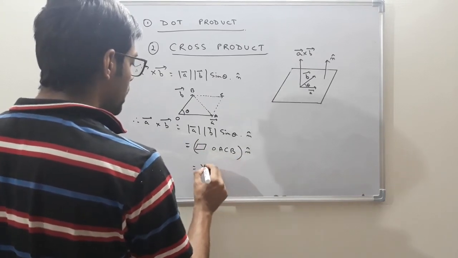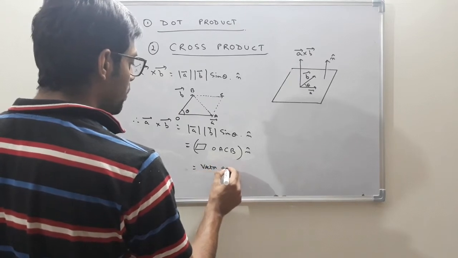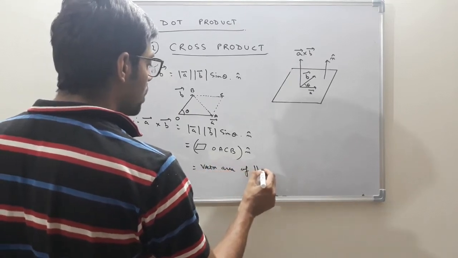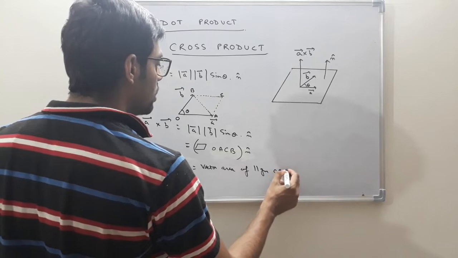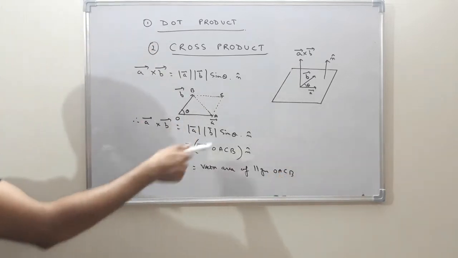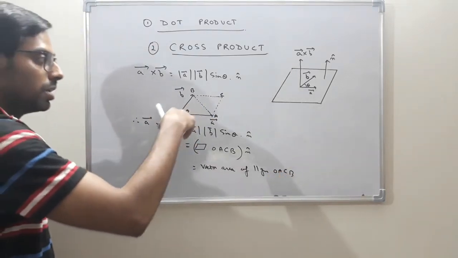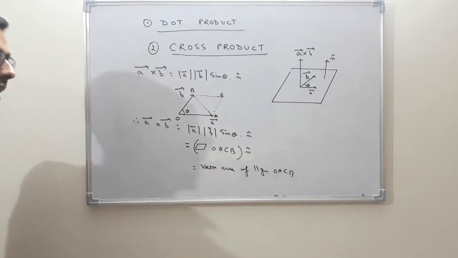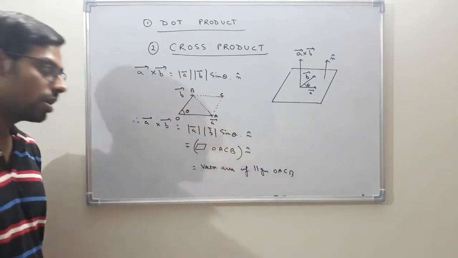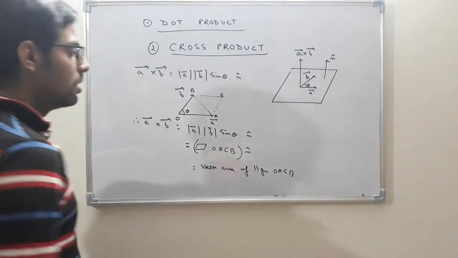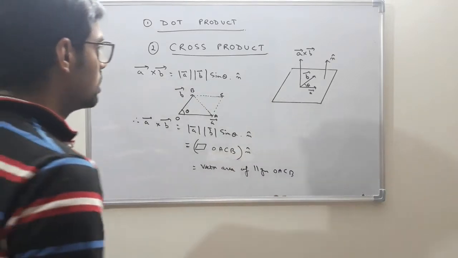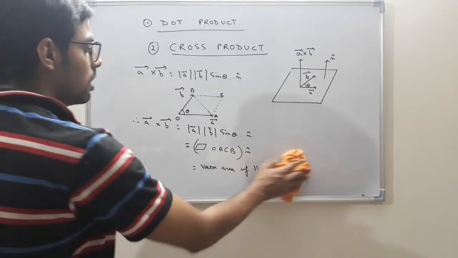So it is a vector area of parallelogram OACB. You have got, it is twice the area of the triangle AOB. Therefore, it is the vector area of the parallelogram OACB. Okay, it is the vector area of the parallelogram OACB. This is the geometrical significance of this cross product.